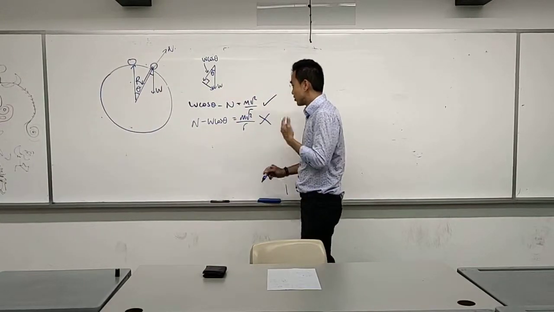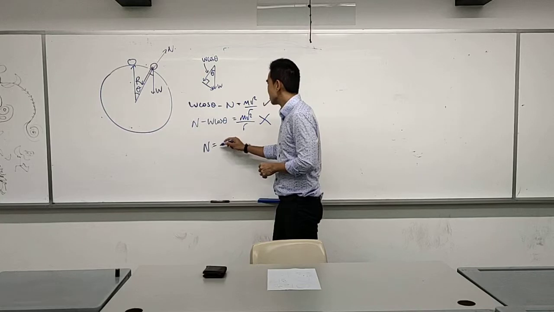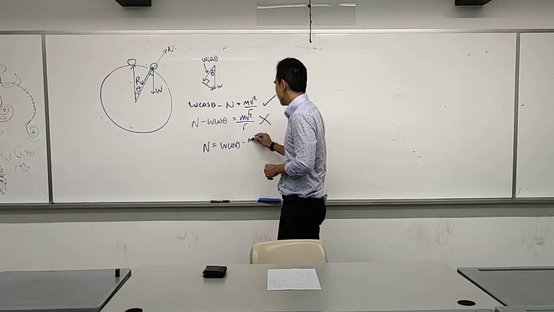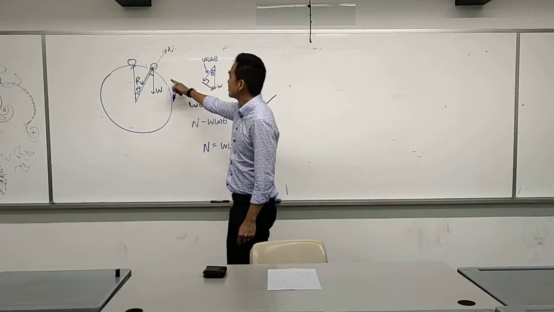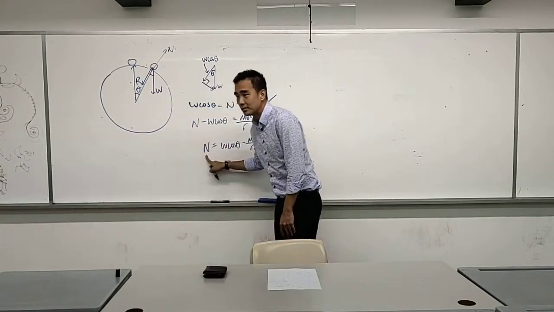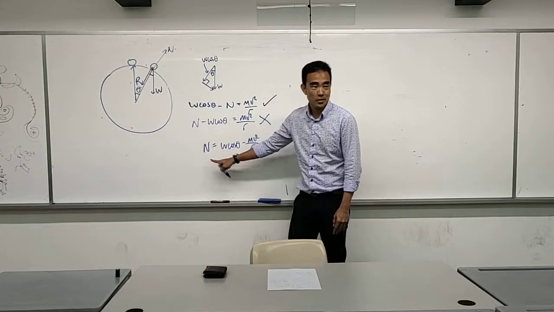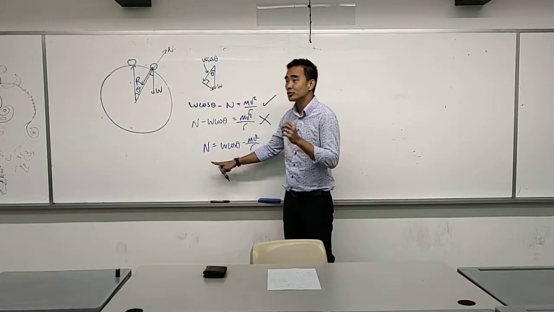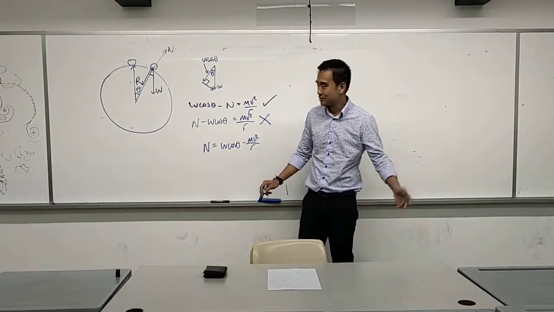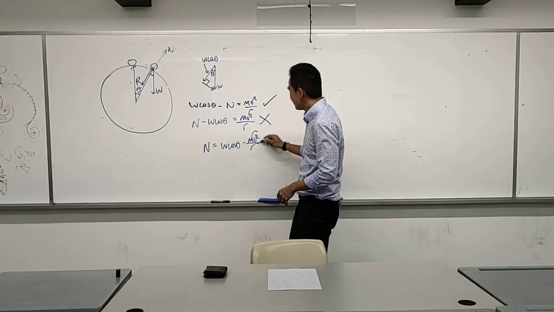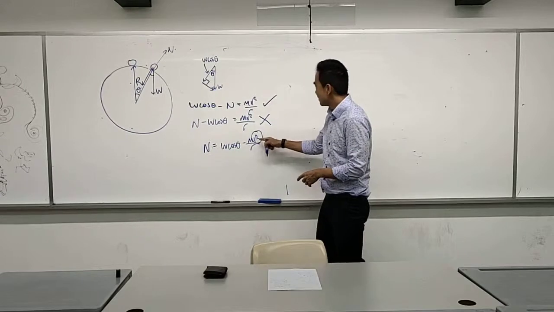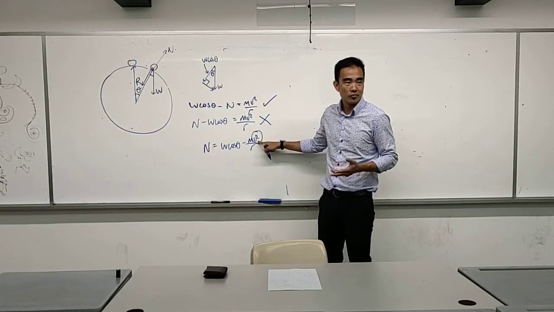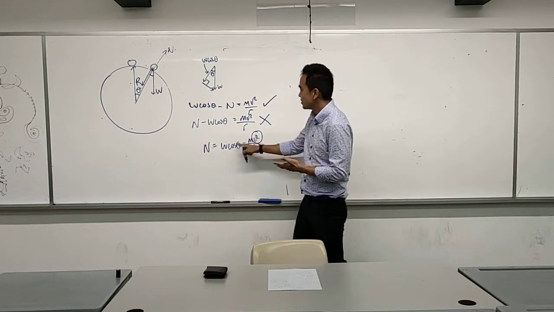Now we have to get the expression for N, which is equal to W cos theta minus mv squared upon r. And do you agree that the point where the object loses contact is the point where N becomes equal to what? What's the value that N must take when it loses contact? Zero. So then we have to struggle. How do we find theta? If we let this become 0, we still have v to grapple with, which is not expressed in terms of theta.